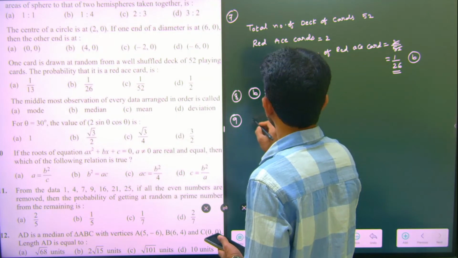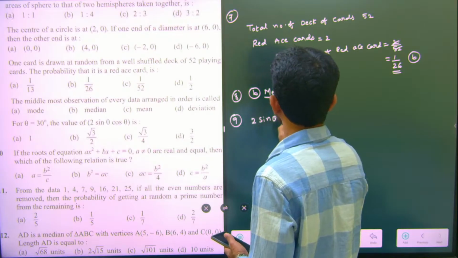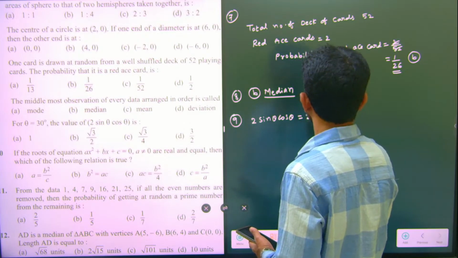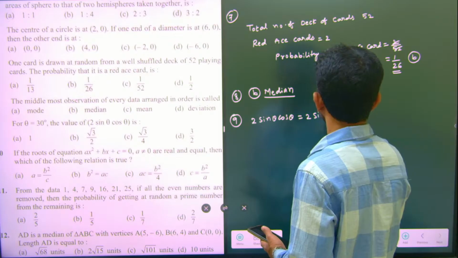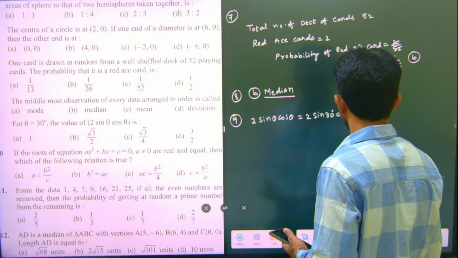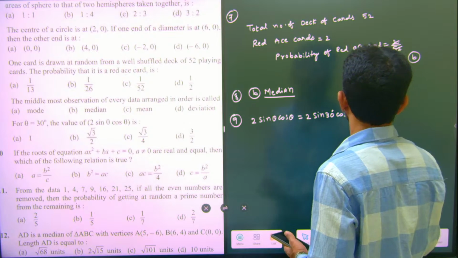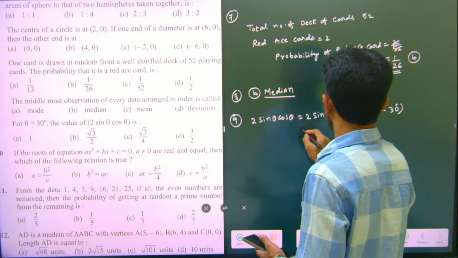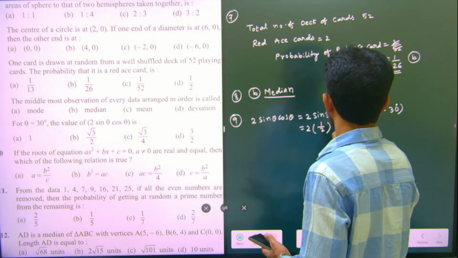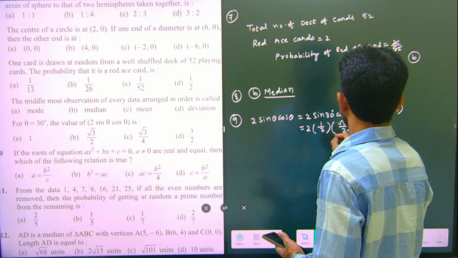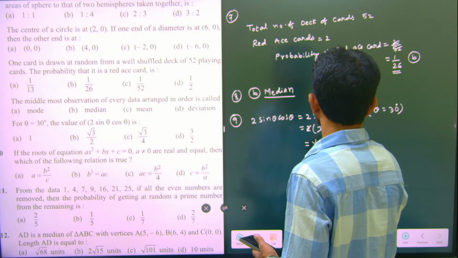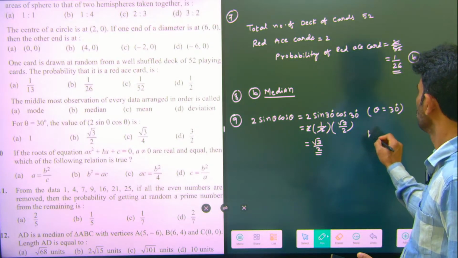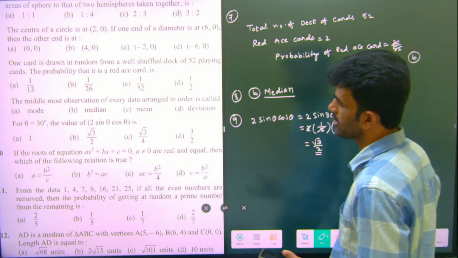2 sin theta cos theta is equal to 2 into sin 30 degrees cos 30 degrees, because it is mentioned theta is equal to 30 degrees. Now that is 2 into 1 by 2 into root 3 by 2. Here the 2 will be cancelled. Answer is root 3 by 2. Root 3 by 2 is option B. Your answer is correct.